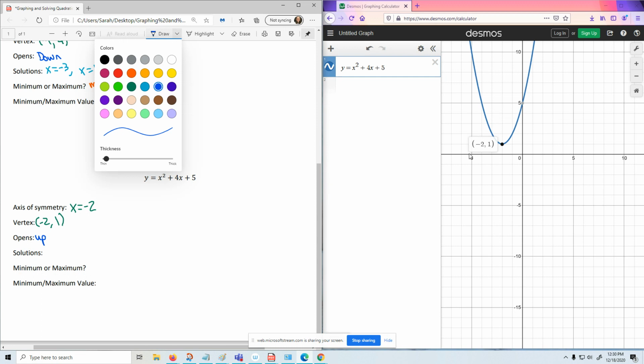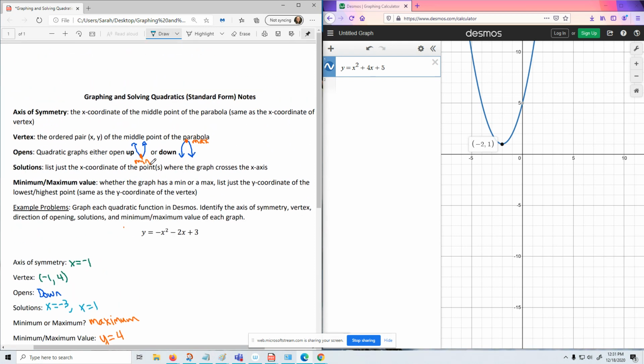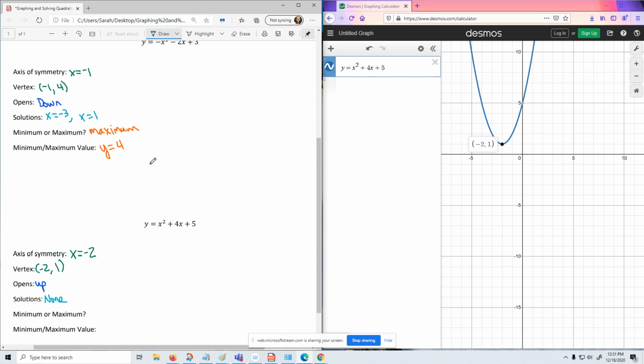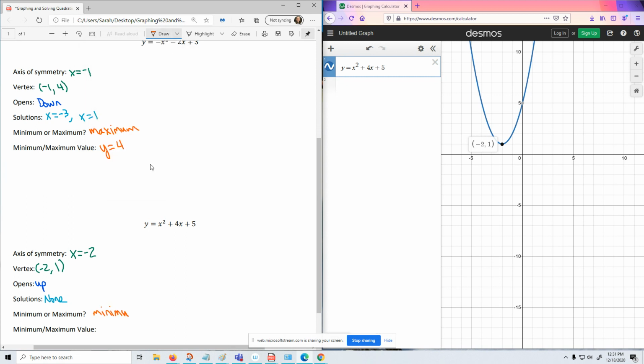Solutions. Notice that this graph never crosses the x-axis. So sometimes that happens. Instead of writing x equals something here, we just write the word none. There are no solutions because our graph never will cross that x-axis. Does it have a min or a max? Looking back up here real quick, since our graph opens up, we have a min. And then that minimum value is the same as the y-coordinate of your vertex. The y-coordinate of our vertex was 1, so our minimum value is y equals 1.